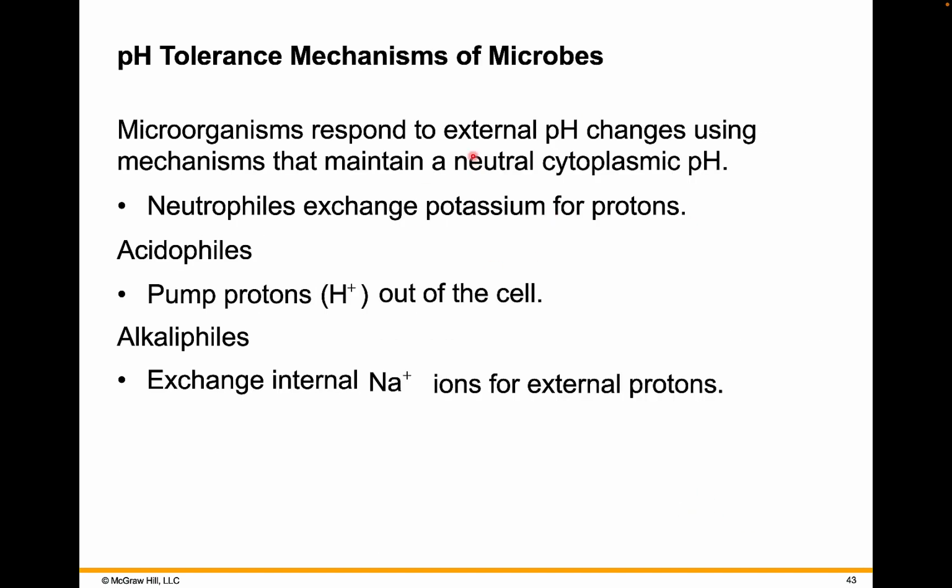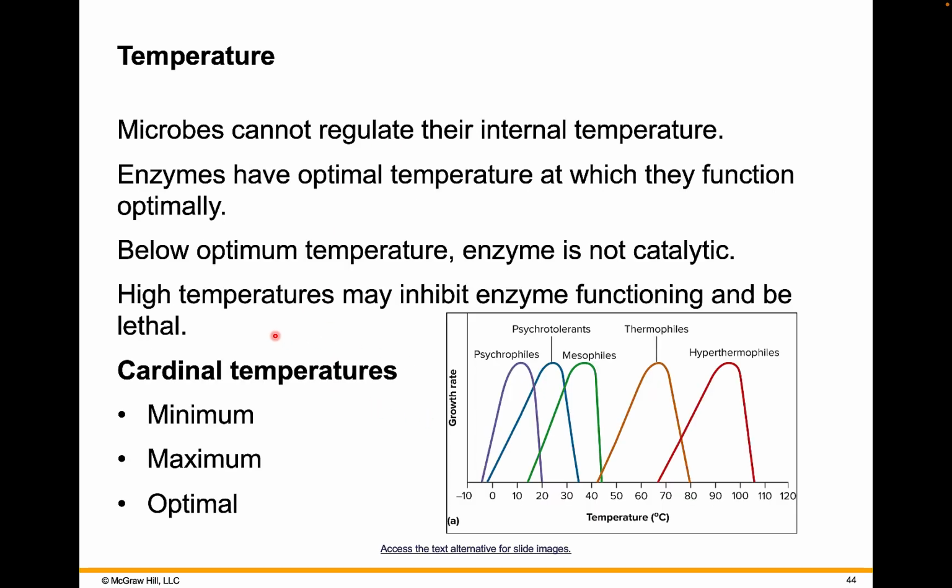The microorganisms respond to the external pH change by different mechanisms and maintain a neutral cytoplasmic pH. So the neutrophiles exchange potassium for the proton, or the H plus. So you can see acidophiles pump the proton H plus out of the cell, and the alkaliphiles exchange the internal sodium ions for the external protons. So there is a built-in mechanism to do this process as well.